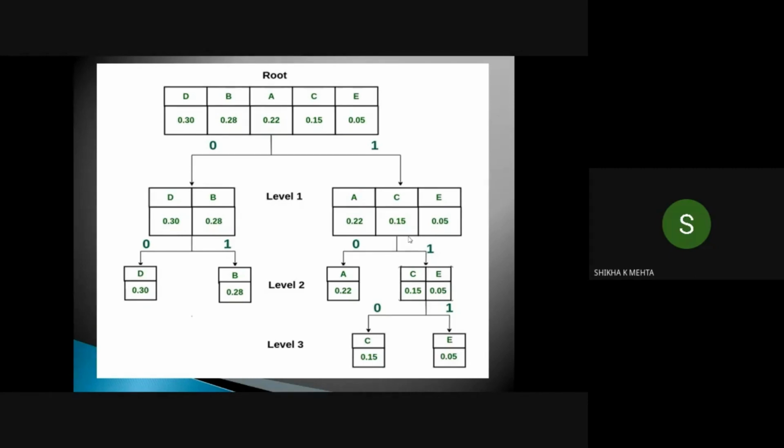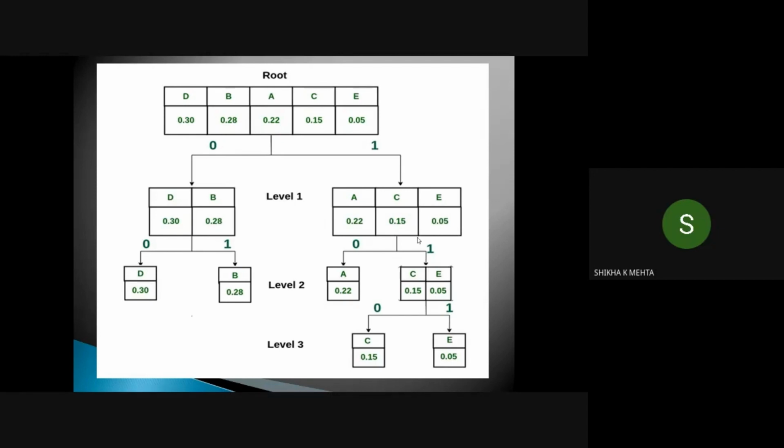Then we are left with C and E, and we just have to split these two characters. Since at every level we have zeros and ones, to get the code for each character from the root, we have to read through to the leaf node.